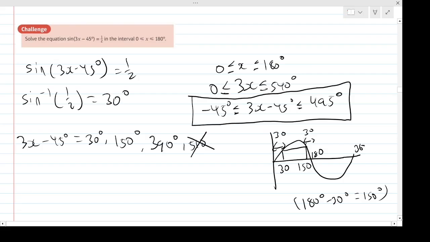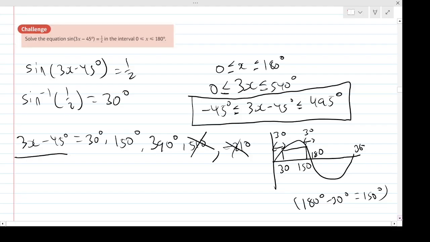If we go backwards, if we take away 360 from 390, we would get 30, but we've already got 30. What about 150 take away 360? We would get minus 210, and that's outside the range as well, because that's more negative than minus 45. So there are no negative solutions either. So those are my three values then: 30, 150 and 390.